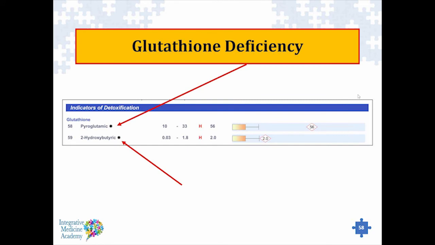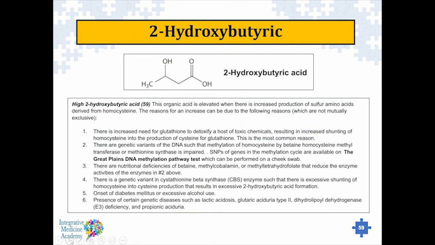The 2-hydroxybutyric is not so simple. There's a number of factors that can lead to its elevation. But the question you have to ask yourself, if you see an elevation of 2-hydroxybutyric, is why? Why is it high? Is it because there's a glutathione deficiency? Is there some kind of methylation problem? Is there a transsulfuration issue? Because there's a lot of moving parts with regards to 2-hydroxybutyric.